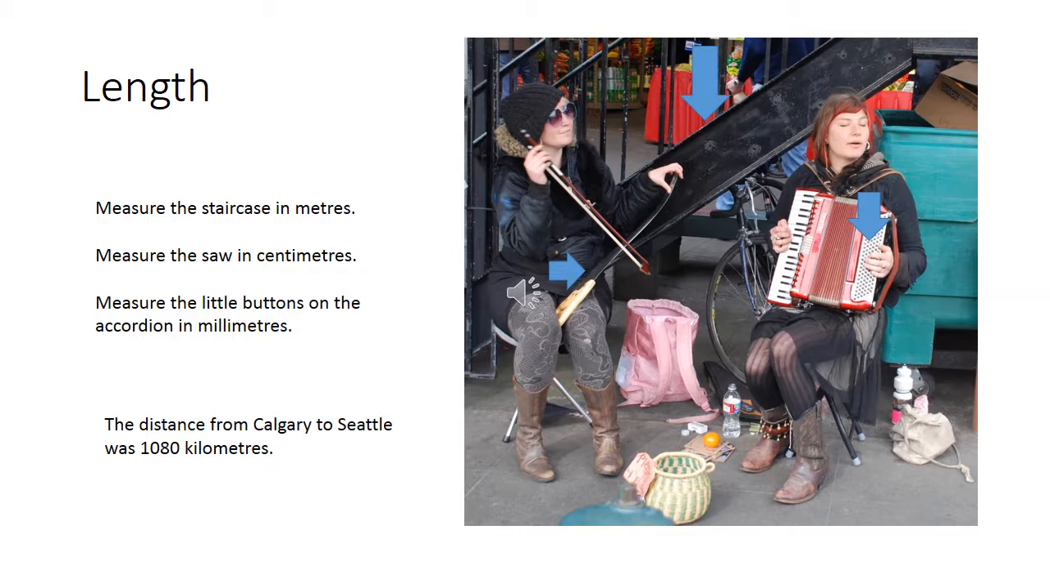If you look at the saw and the bow, the instruments in the hand of the person on the left, they're just the right size to fit nicely on a small table, so we'd measure them in centimeters. If you look at the woman on the right, she's playing an accordion, and in her left hand where the arrow is, there are little tiny buttons that are smaller than her fingertips, so we'd measure those in millimeters. And the picture was taken in Seattle, and if you want to know how far away Seattle is from Calgary, you would use kilometers.